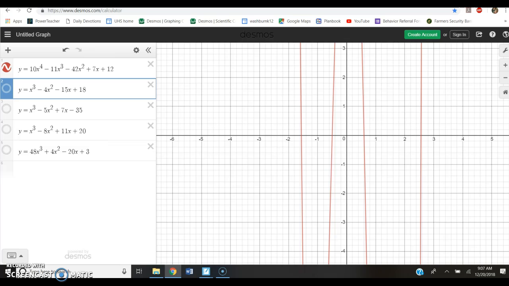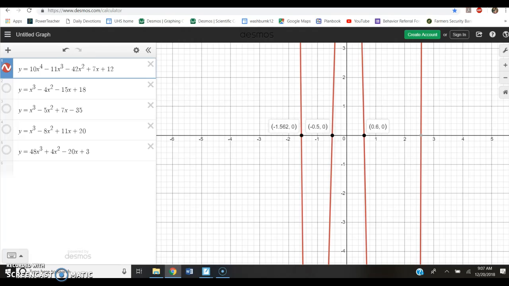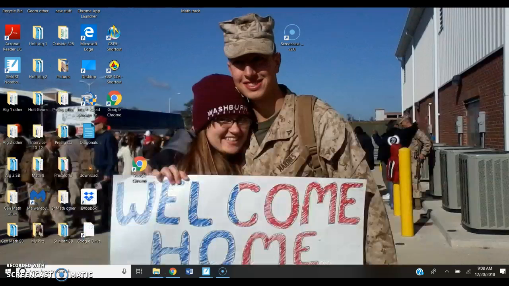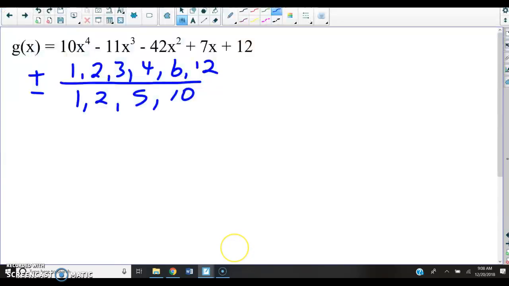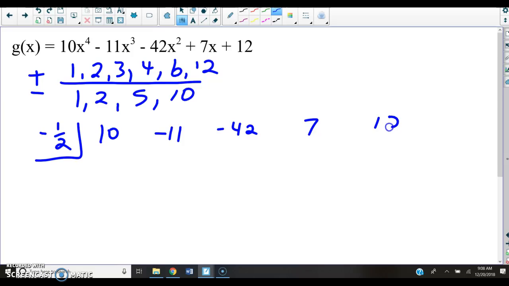That looks like, whoa, miserable. Okay, this one looks like 1/2. Oh, it's 0.6. So that's 6/10. This is negative 1/2. Not pretty. Okay, so we're going to use the negative 1/2 and the 6/10, 3/5. Oopsie. There we go. Let me do it this way. Okay, so negative 1/2. So we've got 10, negative 11, negative 42, 7, and 12.